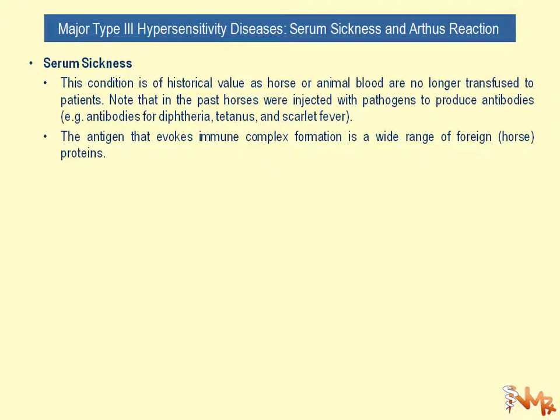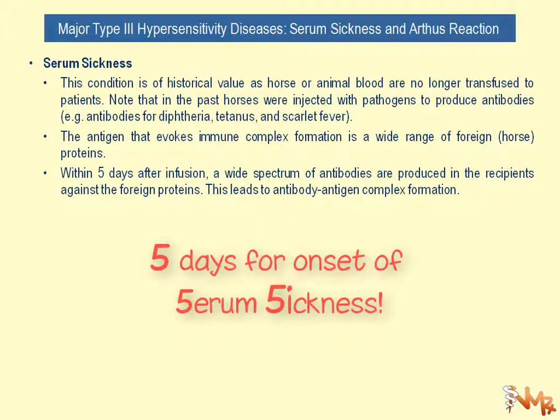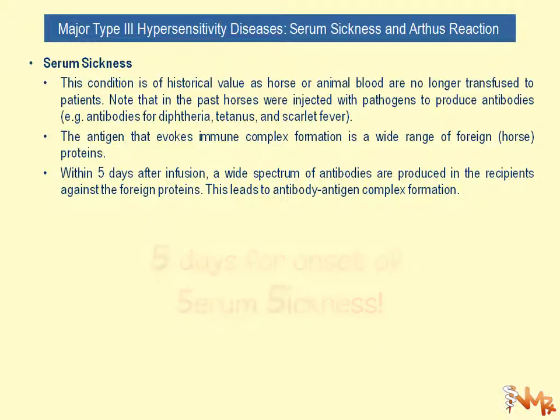The antigen that evokes immune complex formation is a wide range of foreign proteins. As you can tell, there are so many different proteins in the horse serum or blood that they are incompatible, or they are foreign to the human recipients. Within 5 days after infusion, a wide spectrum of antibodies are produced in the recipients against these foreign proteins. This leads to antibody-antigen complex formation in the recipients.